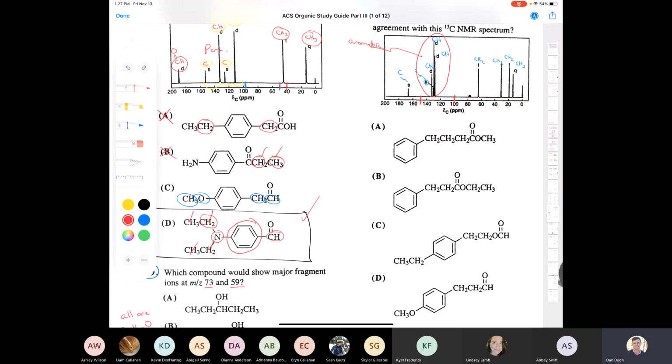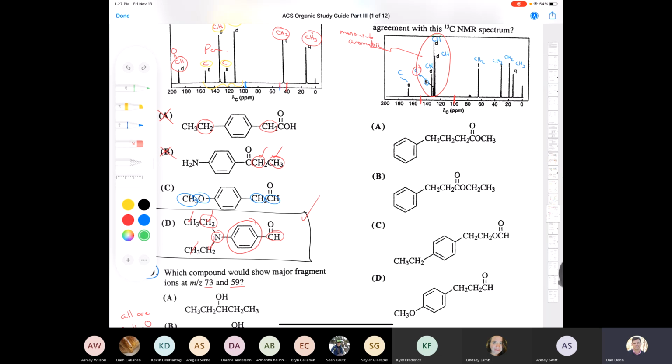Well, if I've got a total of 1, 2, 3, 4, 5, 6 carbons in my aromatic ring, if only one of them is a carbon with no hydrogens attached, that would mean that it's mono-substituted. Now, something that you might be saying, like, what the heck are you talking about? I only see a total of 4 signals. How do you get 6 carbons from the aromatic ring?